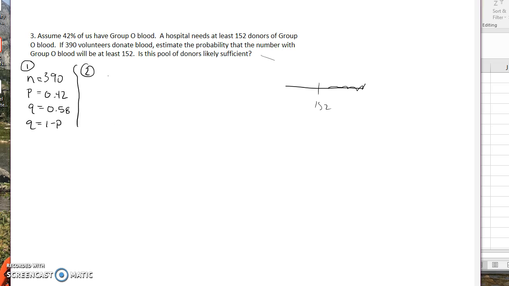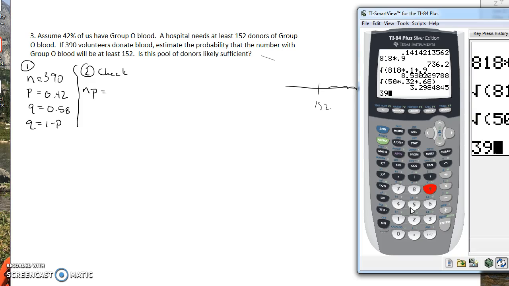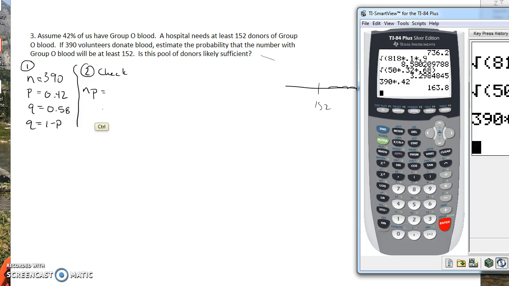Now we're going to move on to the second step, to check that we can use the normal distribution to approximate the binomial. The condition we needed for that was n times p needed to be greater than 5. So when I do 390 times 0.42, I think that will be bigger than 5, but let's just double check. Yep, 163.8.